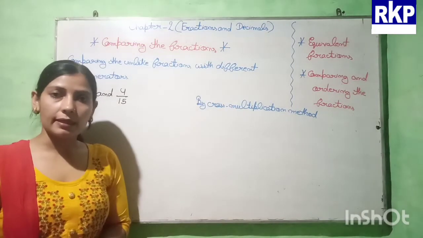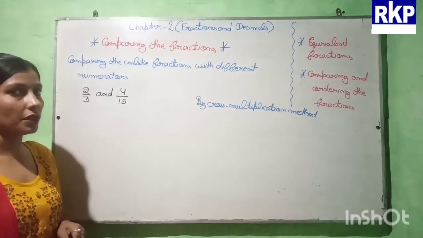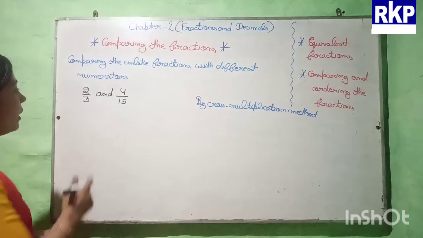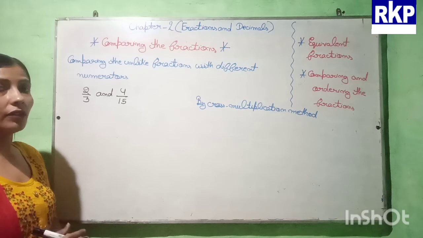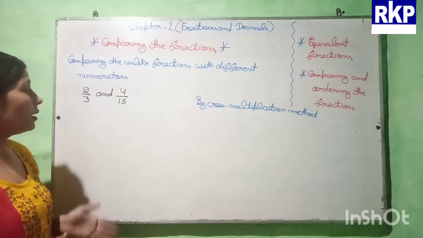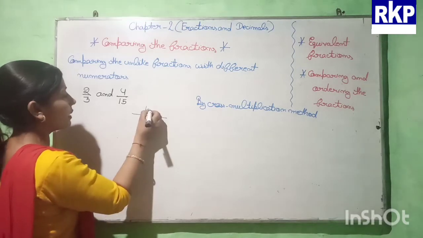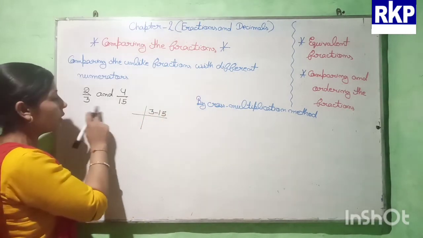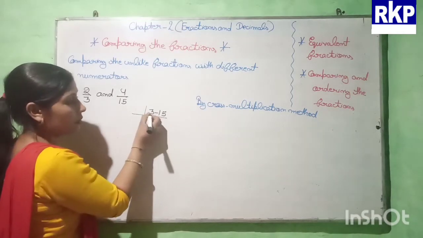Okay. Now students, let us see one more example. Here we have 2 by 3 and 4 by 15, and we want to compare these two fractions. Here you can see, beta, both have different denominators and different numerators. So here also, first of all we need to find the LCM of the denominators. We have 3 and 15 as denominators.